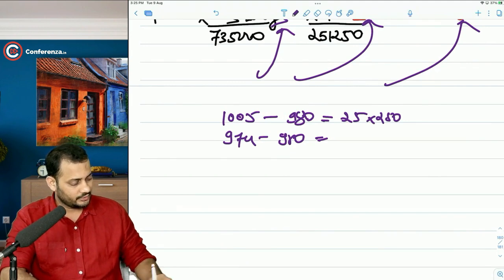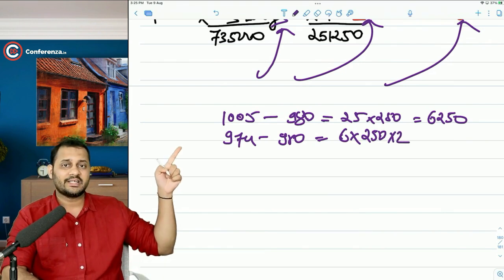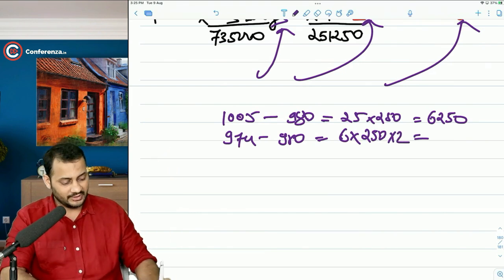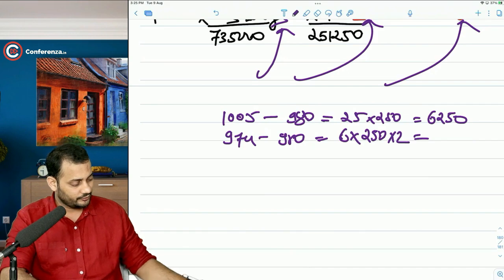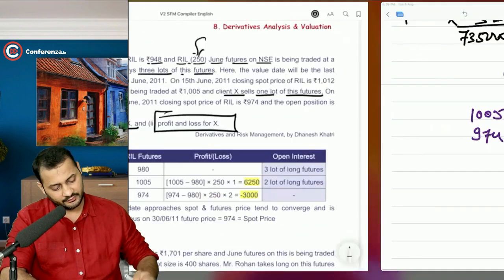25 into 250. The profit in this case is 6250, and there will be a loss in this case of 6 rupees into 250 into 2 lots. Because at expiry you sold 2 lots. The balance was 2 lots, na? 250 into 6 into 2. That's 3000 rupees of the loss. Have a look.